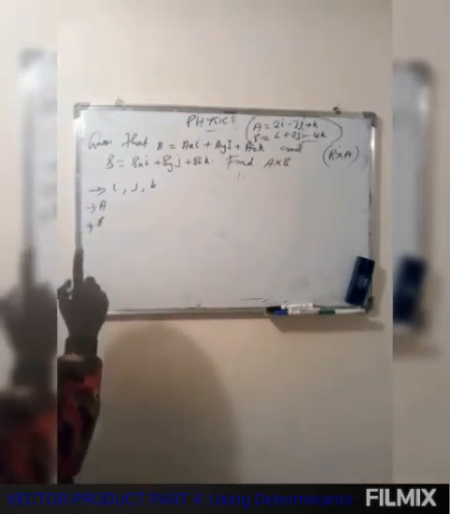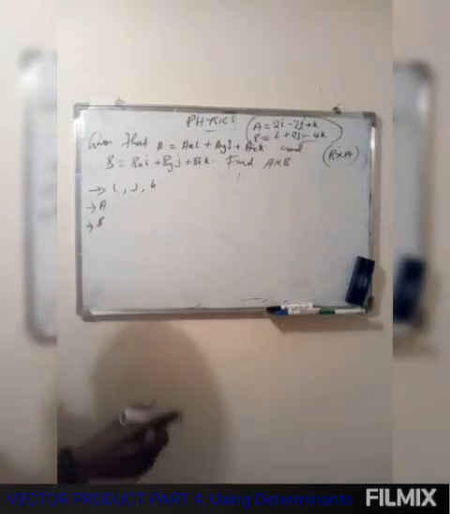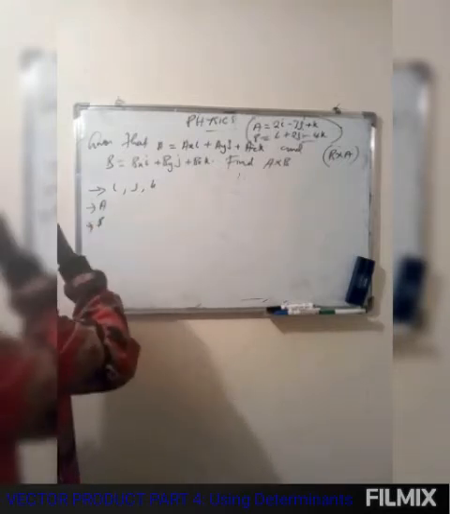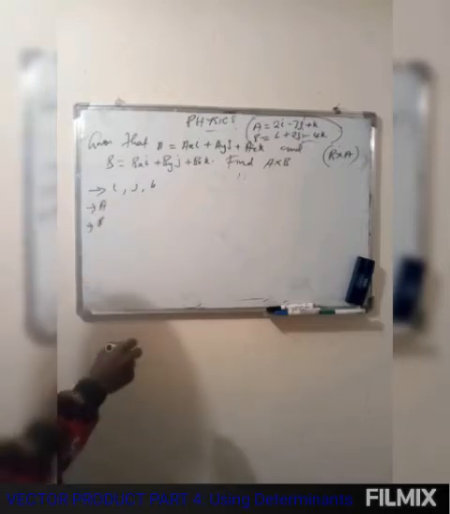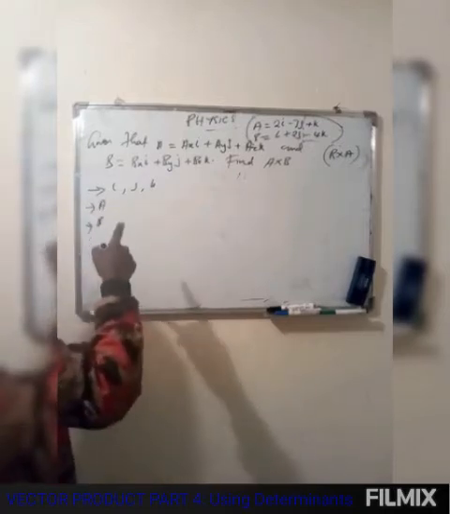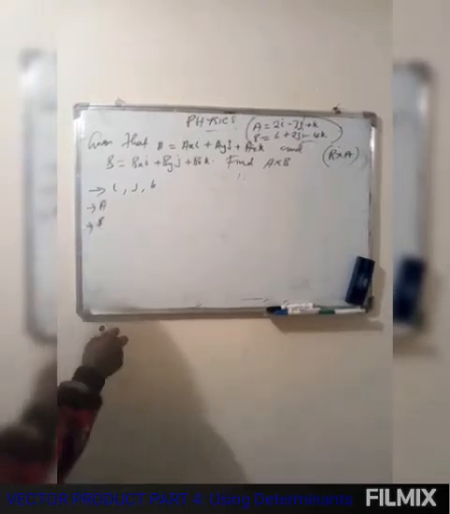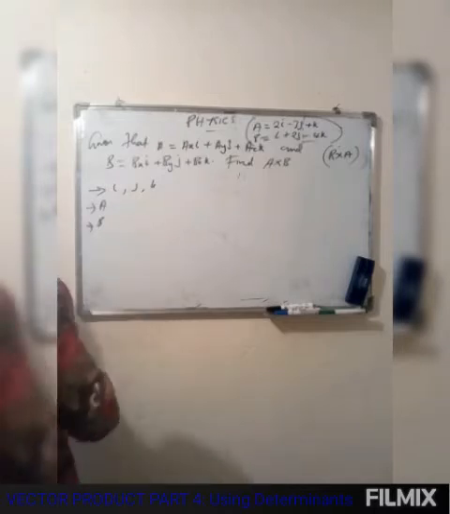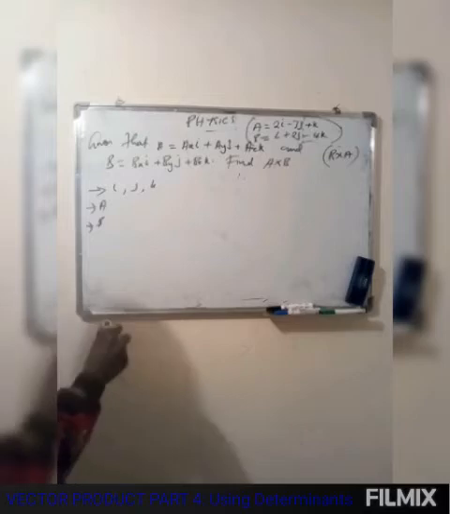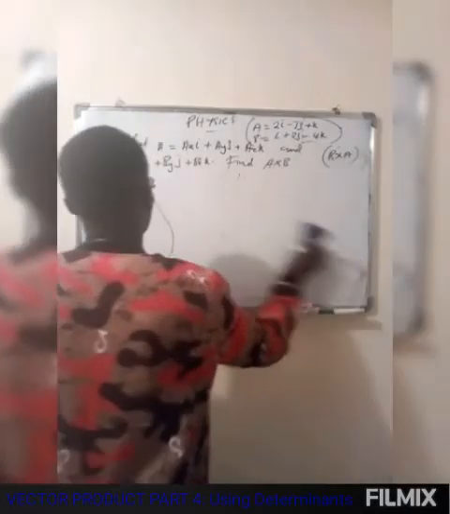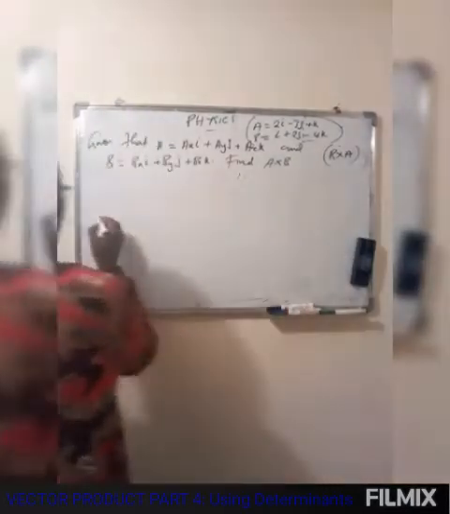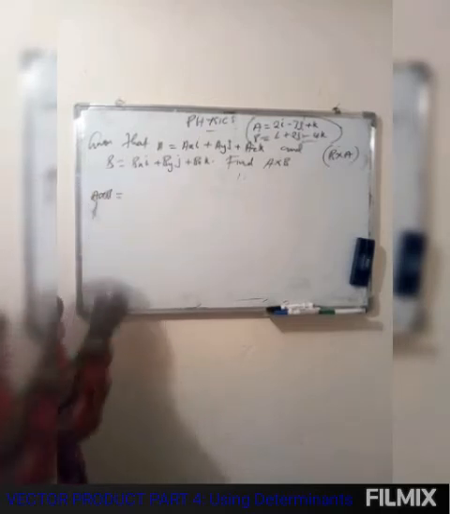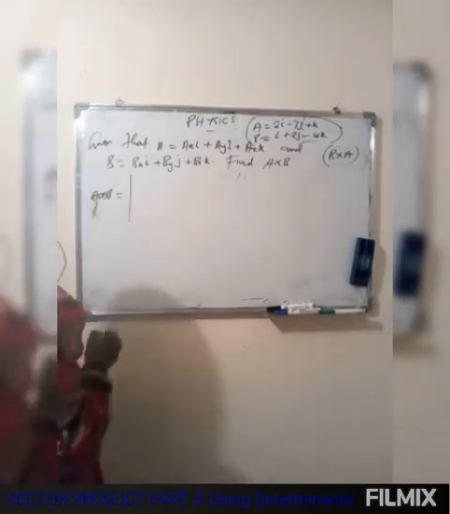So the first row is going to have the unit vectors I, J, and K. And then the second row is going to have the coefficients in vector A. And then the third row is going to have the components, or rather coefficients, of vector B. So what I'm saying is that A multiplied by B is going to be equal to, so we're getting the determinant.